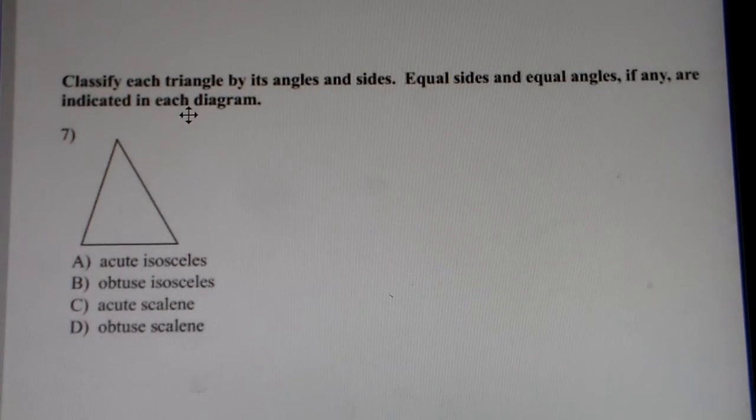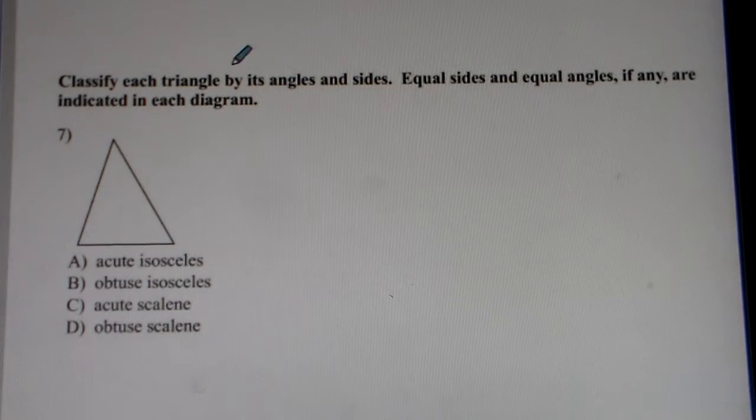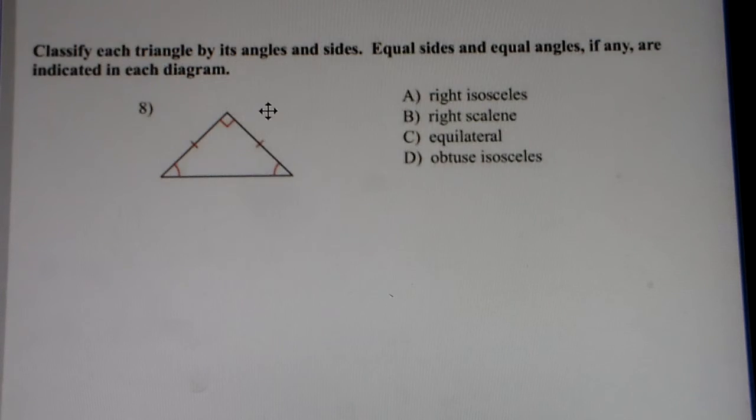Number 7, it says classify each triangle by its angles and sides. Equal sides and equal angles, if there are any, are indicated in each diagram. So looking at number 7, this is a little tricky. None of the sides are labeled the same. All 3 sides are different, so that means it's a scalene triangle. Now all 3 of these angles aren't labeled, but they're all less than 90 degrees, so that means it's acute. So number 7 is an acute scalene triangle. Number 8.